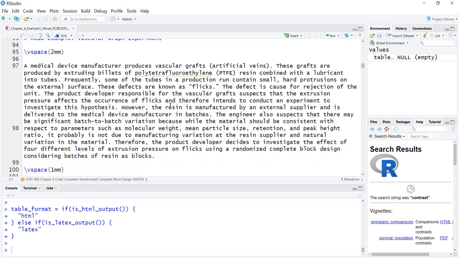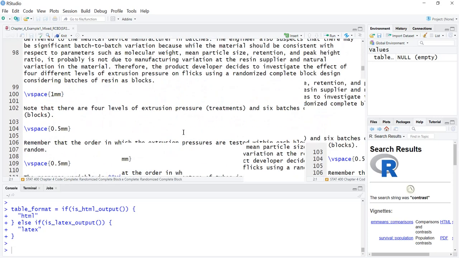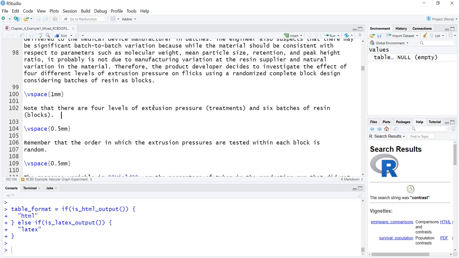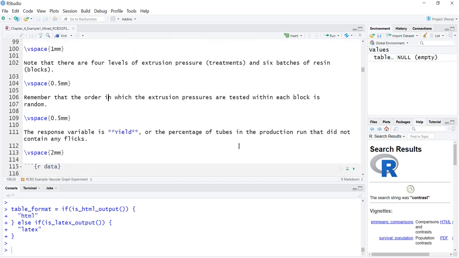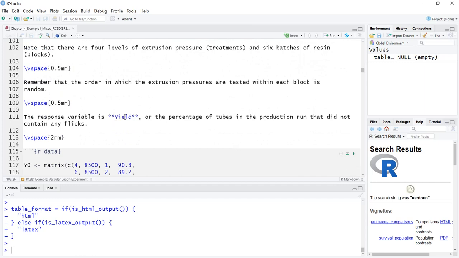I will not read this. I hope you will pause and read this, but I want to keep the video short. There are 4 levels of extrusion or treatments, and there's 6 batches of the resin. These are our blocks that we're going to block out the effect of the raw material. The order in which the extrusion pressures are tested within each block or each material is going to be random. Our response variable is yield.